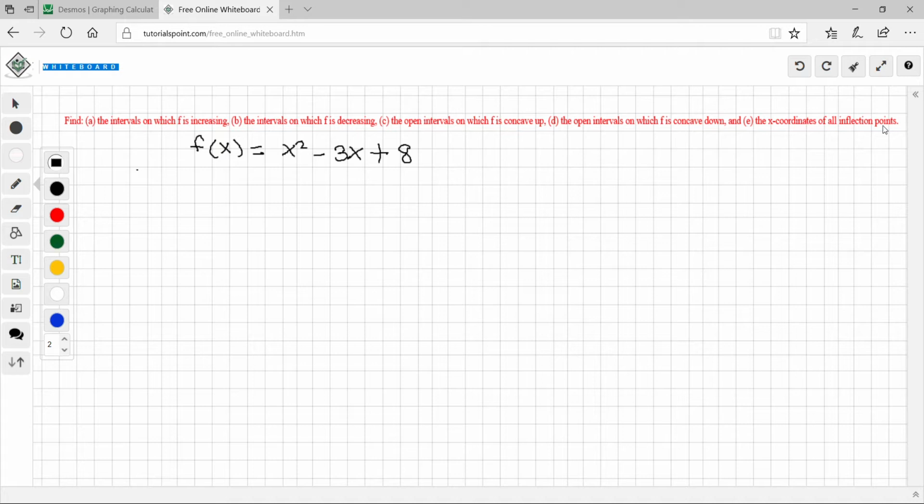All you've got to do is take the first derivative of f of x. So f prime of x is 2x minus 3. The next step is to set that 2x minus 3 to 0 and solve for x, which will give you your critical points. So 2x minus 3 equals 0, and you add 3 on both sides. So 2x equals 3, and x equals 3/2, which is about 1.5.